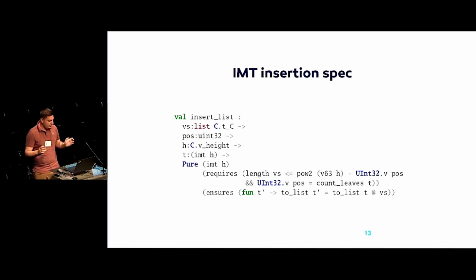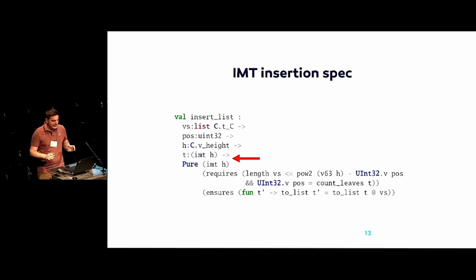Here we care about two properties. First, the fact that this function will indeed insert the elements that are passed as an argument in the right positions, and that this function preserves the IMT invariant, which can be seen here as being implicit in the type of the argument and the returned value.